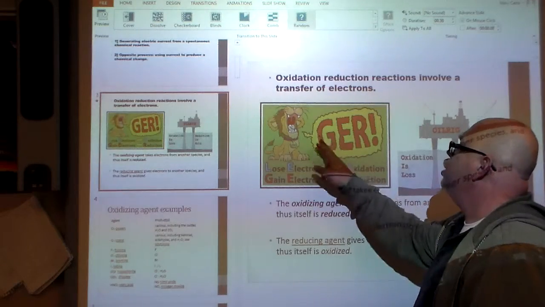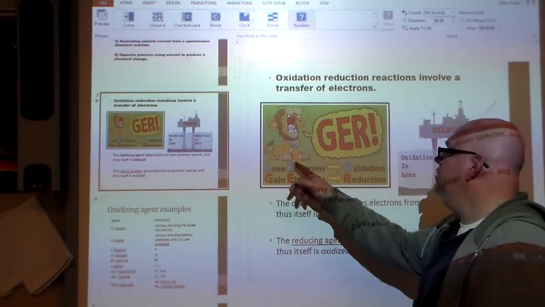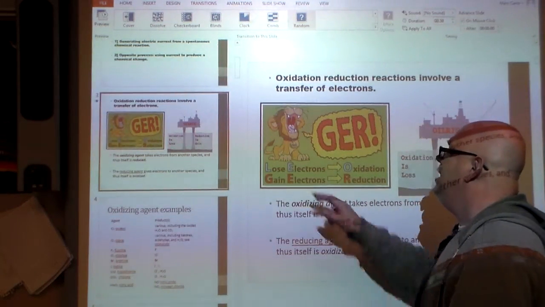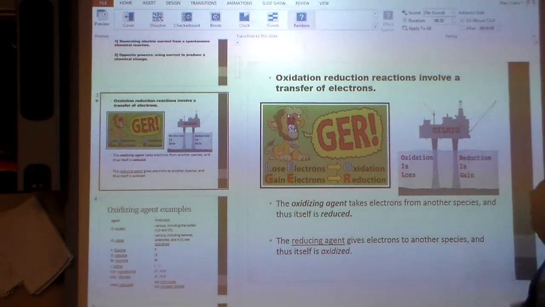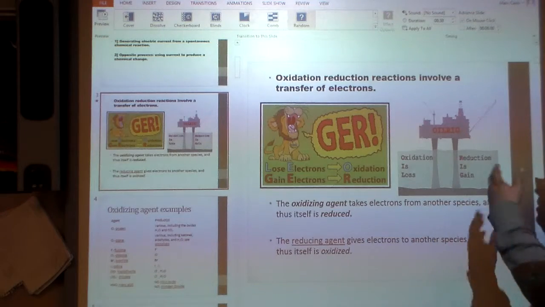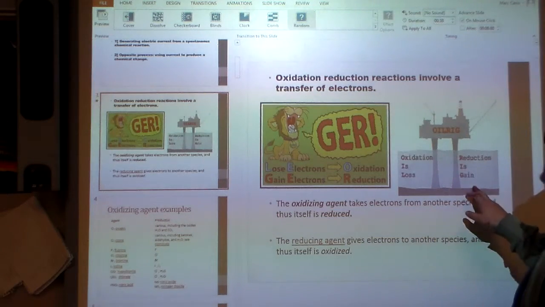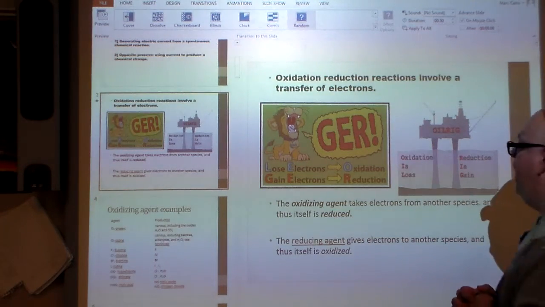Okay, so quick ones here. Leo the lion goes grr: lose electrons, oxidation; gain electrons, reduction. Or OIL RIG is another one. Oxidation is loss of electrons, reduction is gain. So that's another way to remember that.